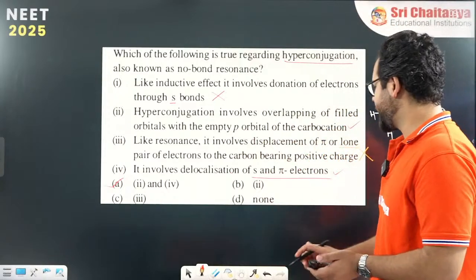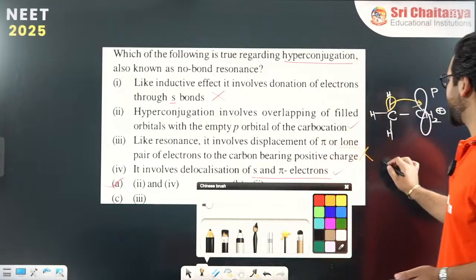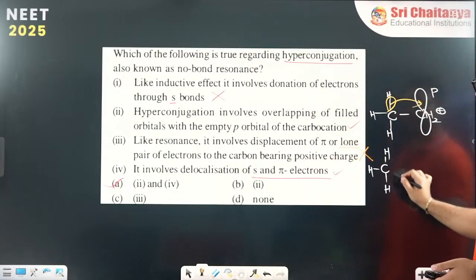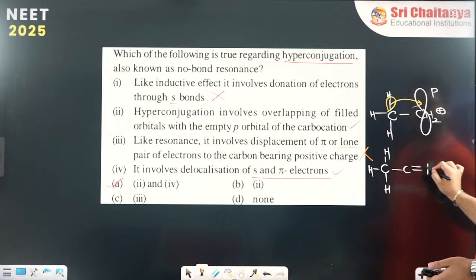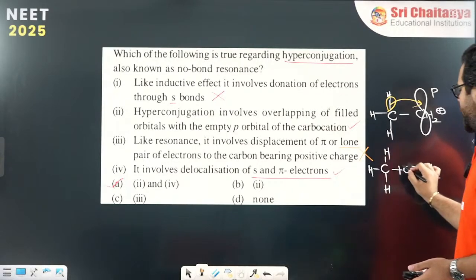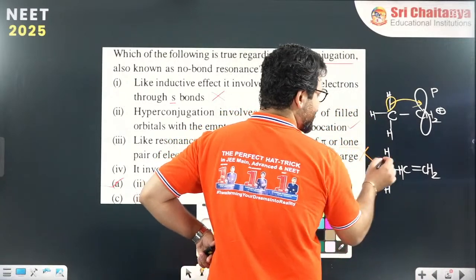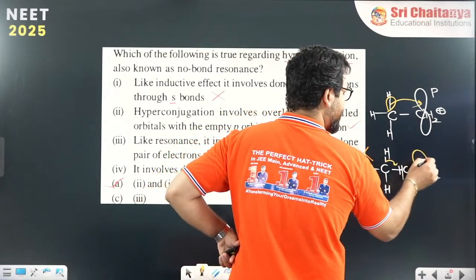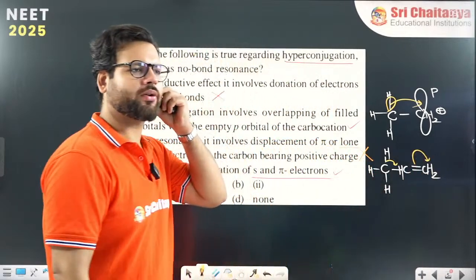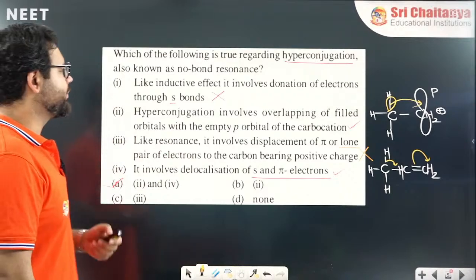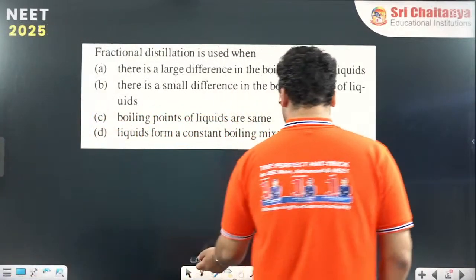Delocalization of sigma and pi electrons also happens in the case of alkenes. So if I take a propene which looks like this, here this sigma, you should say like this to yourself, sigma become pi, pi become minus. This is hyperconjugation. So sigma electrons are actually delocalizing with pi electrons. Next one, moving to the next question.